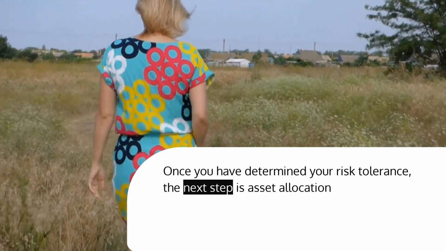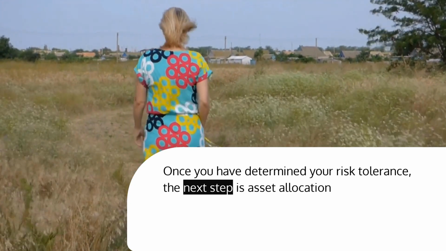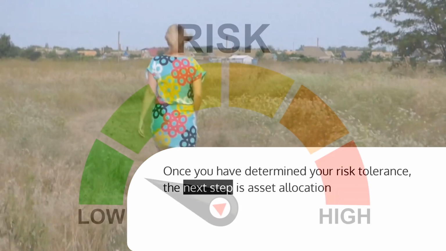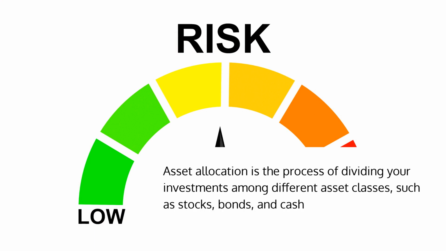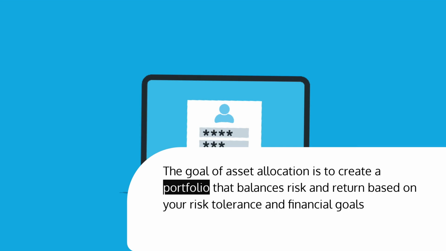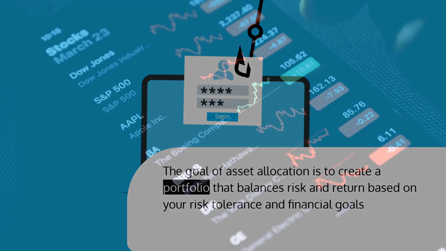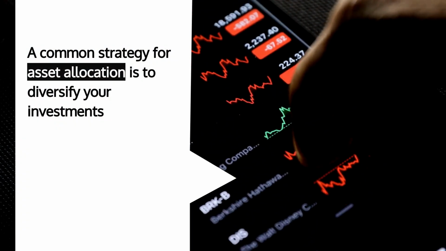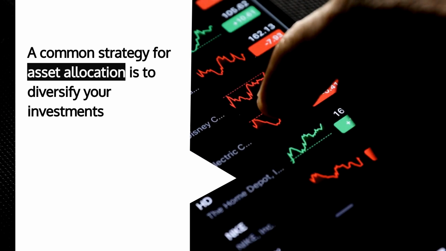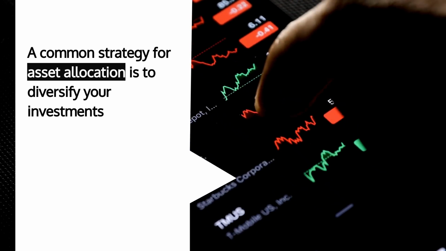Once you have determined your risk tolerance, the next step is asset allocation. Asset allocation is the process of dividing your investments among different asset classes, such as stocks, bonds, and cash. The goal of asset allocation is to create a portfolio that balances risk and return based on your risk tolerance and financial goals. A common strategy for asset allocation is to diversify your investments.